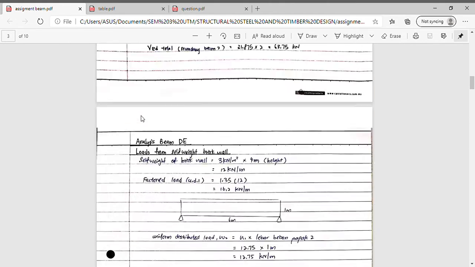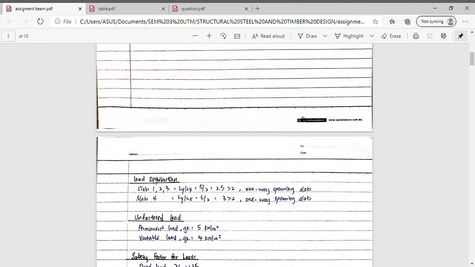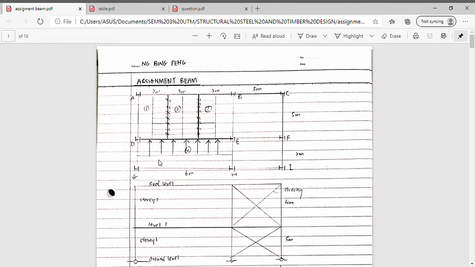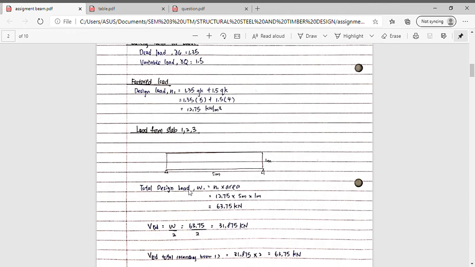Okay. So first, I will calculate the load distribution, which is one way, and then I draw it here. Then the permanent load and the variable load is given. Then I use this formula to get the design load, which is 12.75 kN per meter square.